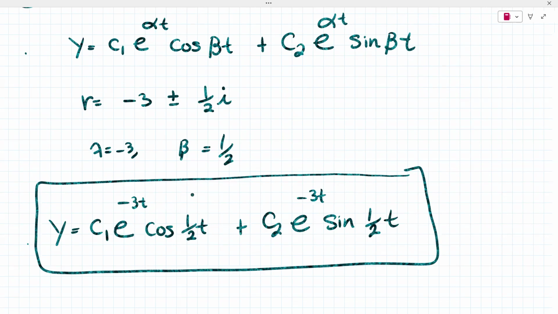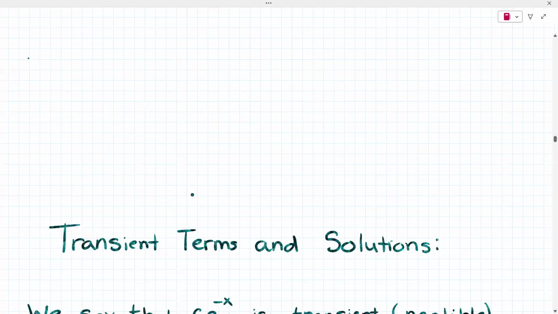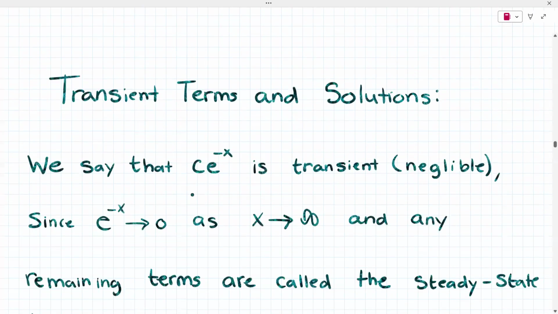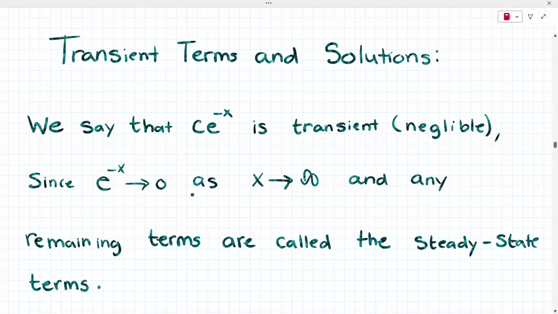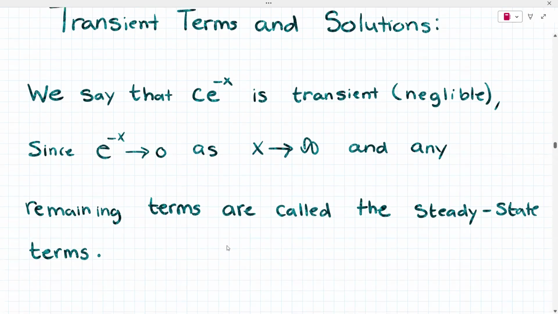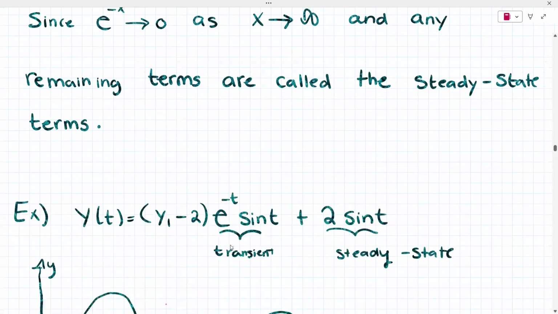Okay, let's talk about transient terms and solutions. We say that C e raised to the negative x is transient, negligible, since e to the negative x goes to 0 as x goes to infinity. So it's true, right? If you replace x with infinity, that's e to the negative infinity, which is 0. And any remaining terms are called the steady state terms.